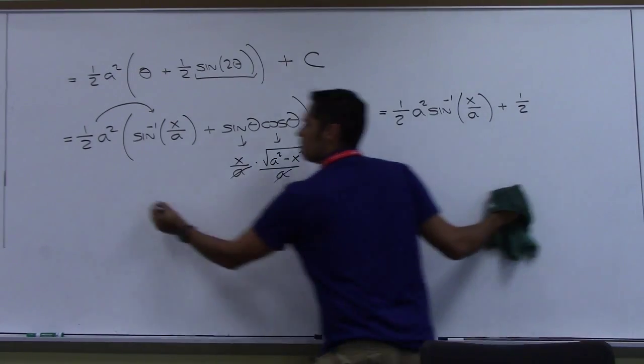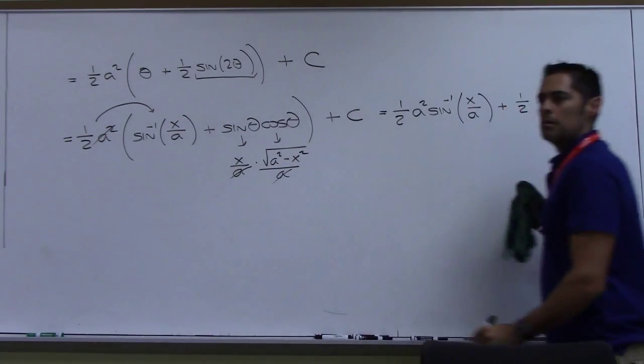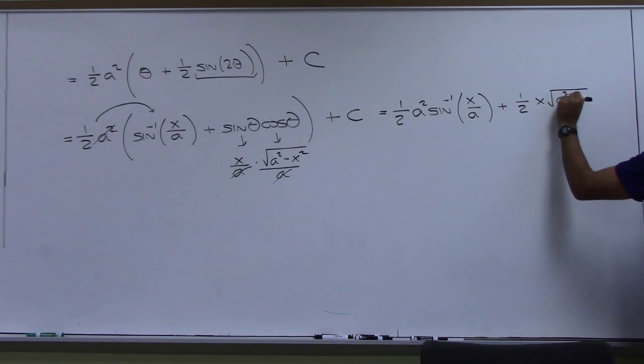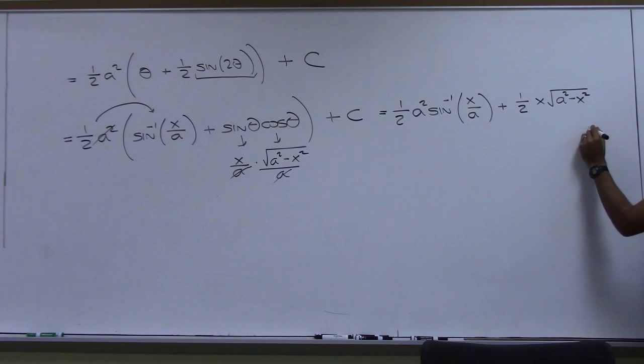Right, this cancels with this. x root a squared minus x squared plus c.